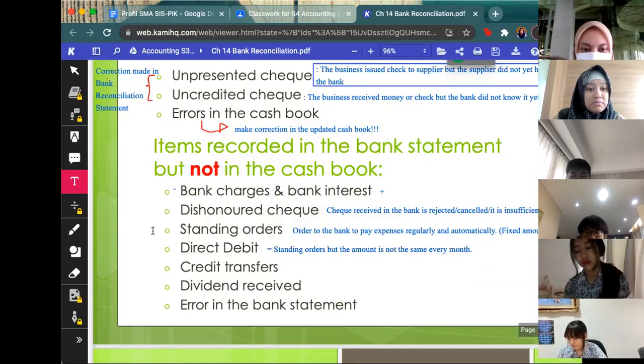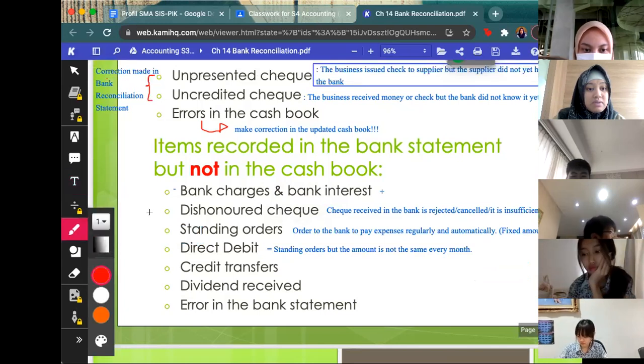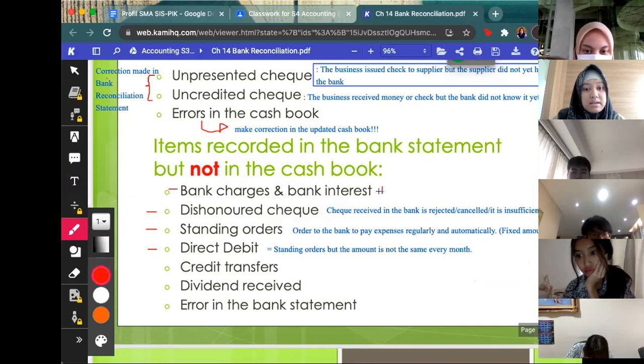Next, credit transfer. I'm going to put the sign over here. This one is money out, this one is money out, this one is money out, this one is money out. And this one is money in. Now, credit transfer is money in.